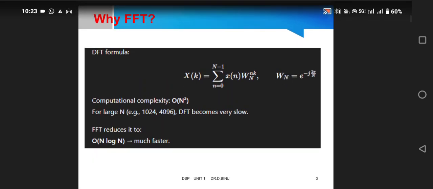Why is FFT needed? The DFT formula is capital X of k is equal to summation of n equal to 0 to capital N minus 1 x of n W_N to the power nk, where W_N is equal to e to the power of minus j2 pi by N. Here the computational complexity is order of N square. For large values of N, for example 1024 as well as 4096, DFT becomes very slow. FFT reduces the computational complexity to order of N log N, so the computation is faster.